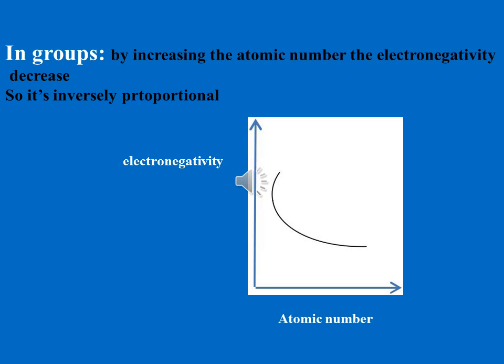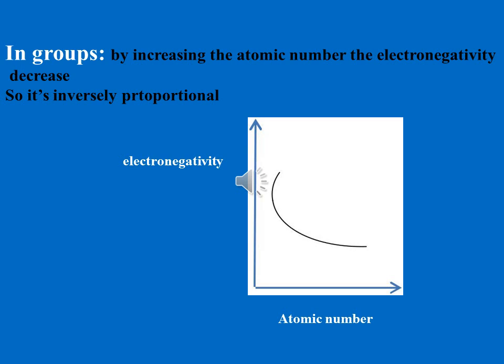Why? Because we said in a group, from up to down, the number of energy levels is increasing. So the electrons go away from the nucleus, away from the attraction. As the electrons are far away from the nucleus, the nucleus can't attract them, so the attraction decreases. That's why electronegativity will be decreasing, because we said electronegativity is related to the attraction.